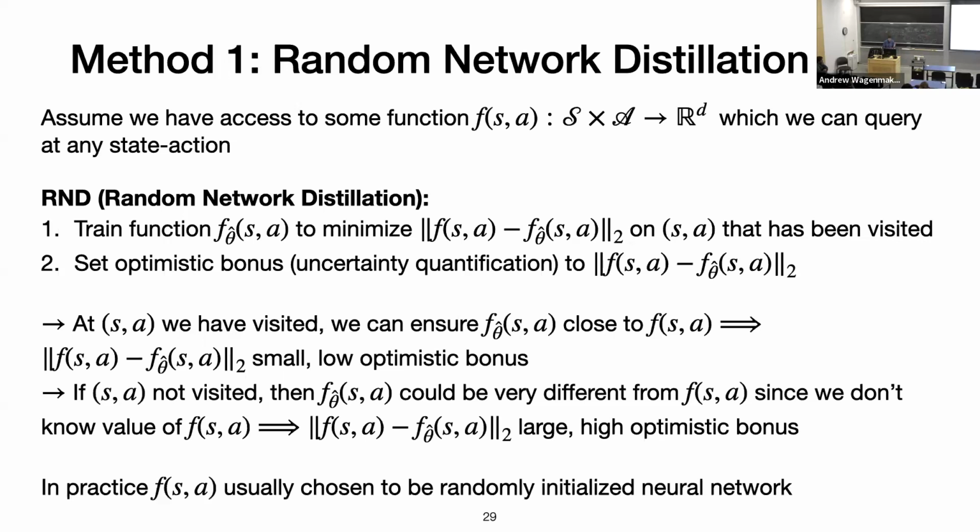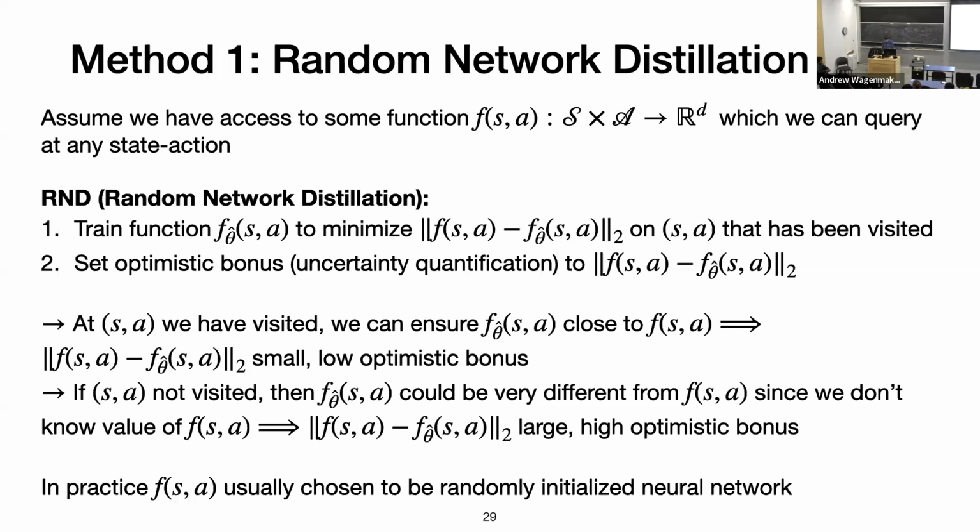And so how do you instantiate that? Well, usually people basically just do the following. You just choose f(s,a) to be a randomly initialized neural network. And then you set f_θ hat(s,a) to usually be the same neural network or the same model class, but just with a different randomly initialized parameter. And you just try to fit f_θ hat(s,a) to match the predictions of f(s,a).